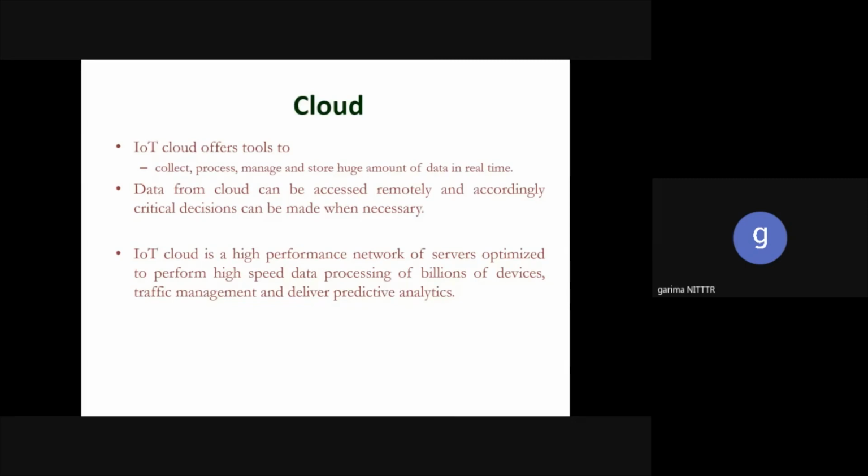Now when we talk about the cloud, we can say that it is a unit which basically collects and processes a huge amount of data. Data from the cloud can be accessed remotely, and accordingly critical decisions can be made when necessary. So IoT cloud is a high performance network of optimized servers which perform high speed data processing of devices, traffic management, and also deliver predictive analytics.